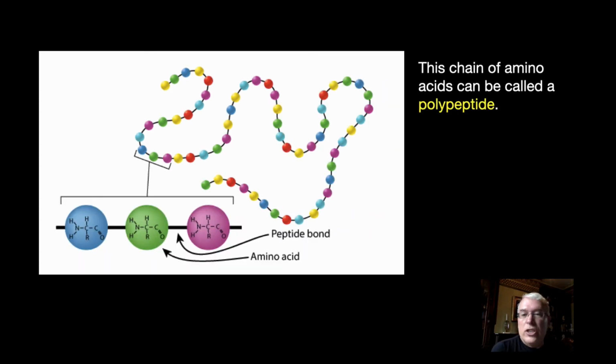Now, this chain of amino acids can also be called a polypeptide because poly means many and peptide refers to the peptide bond. So we can call this primary structure of a protein a polypeptide.